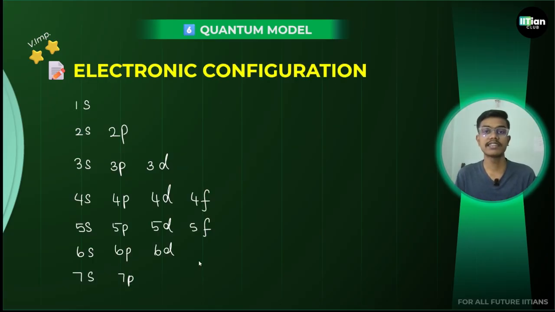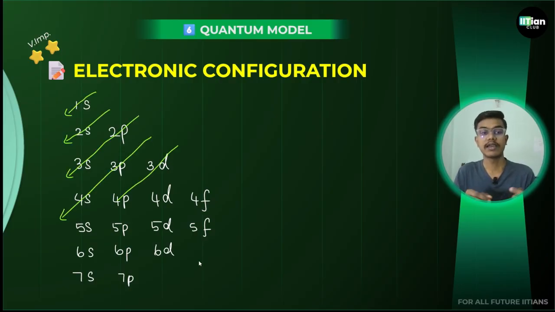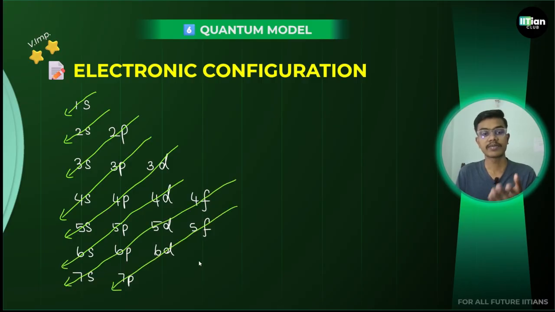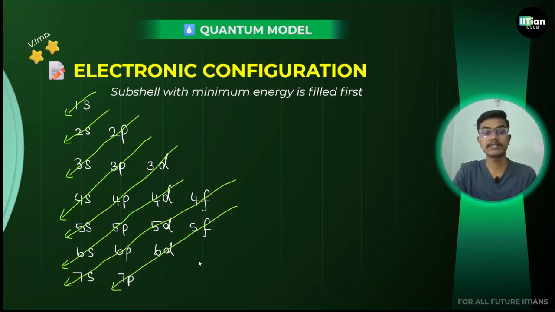Most commonly tested topic of quantum model is electronic configuration. You can see multiple questions in 2024 which have been asked from electronic configuration. I hope you know the Aufbau principle, wherein you will be filling the electrons based on the energy order. Lower energy levels have to be filled first: 1s, 2s, 2p, 3s, 3p, 4s, 3d, 4p, 5s, and so on. That is, subshells with minimum energy are filled first.